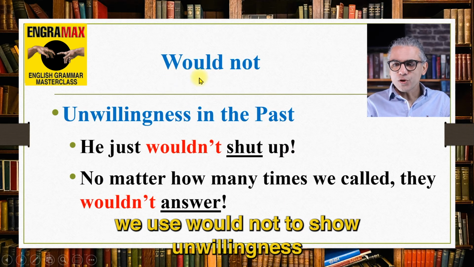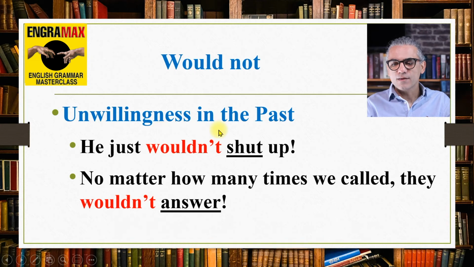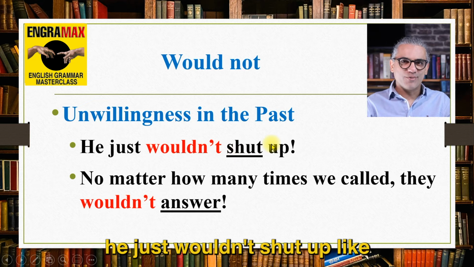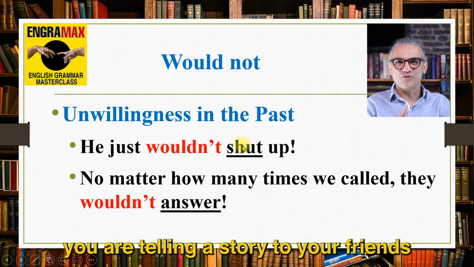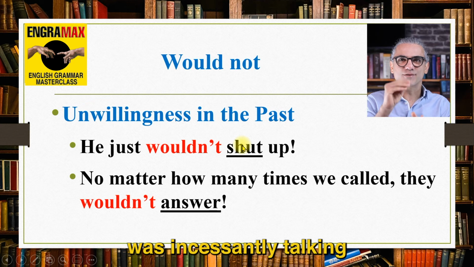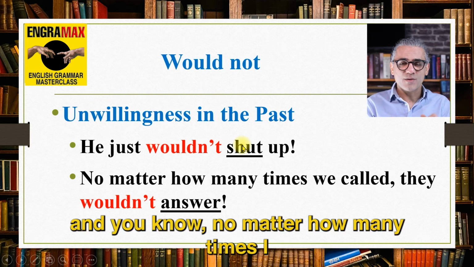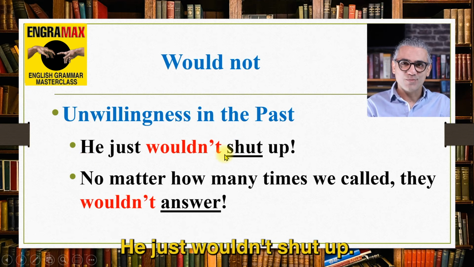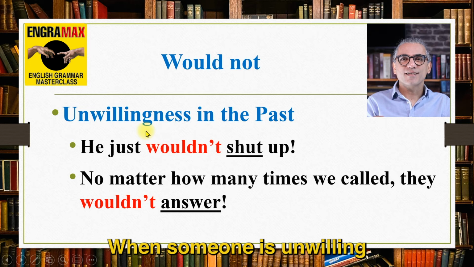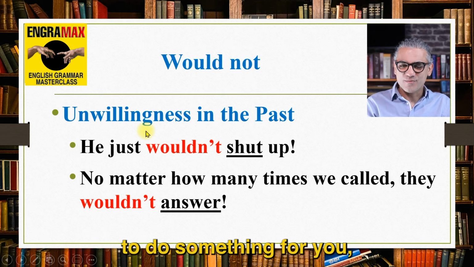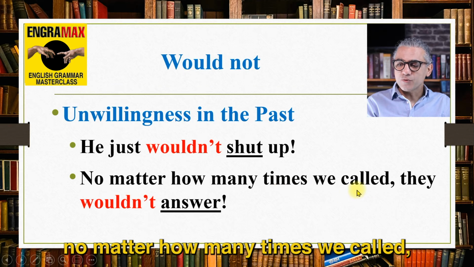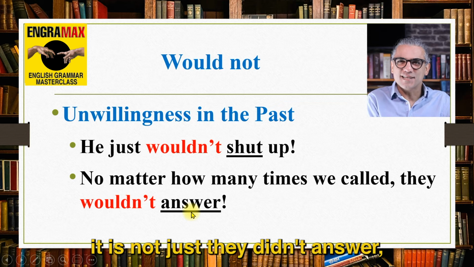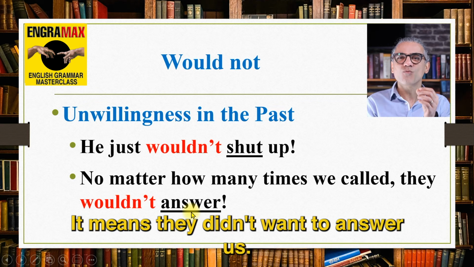Would not. We use would not to show unwillingness of doing something in the past. We say, he just wouldn't shut up. Like you are telling a story to your friends and you say someone was incessantly talking and, no matter how many times I told them to shut up, he just wouldn't shut up. When someone is unwilling to do something for you, no matter how many times we called, they wouldn't answer. Again, it means it is not just they didn't answer, they wouldn't answer. It means they didn't want to answer us.